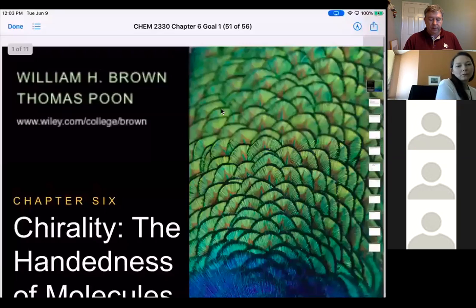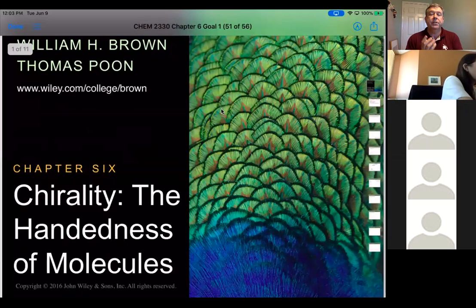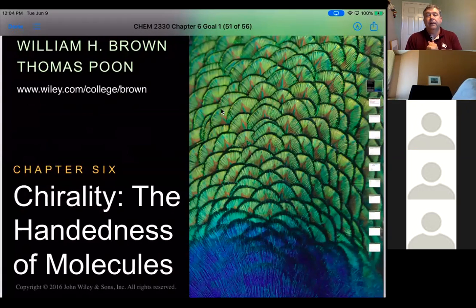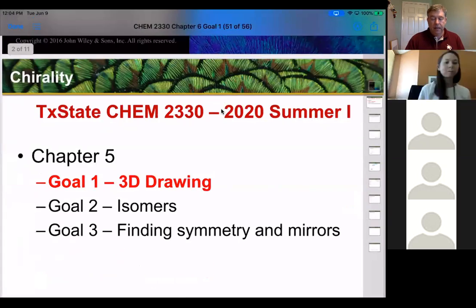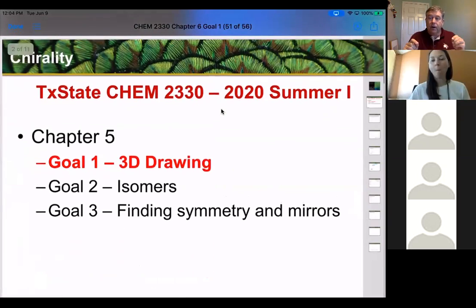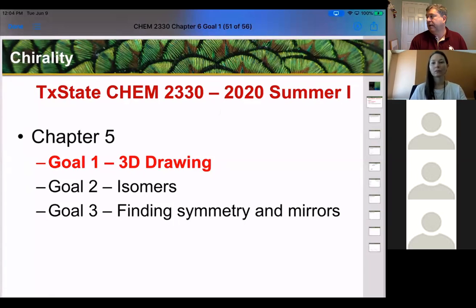Yes, there we are. All right, so we're going to do Chapter 6, chirality, and the major goals here are: number one, how to do our 3D drawing. How to take a stick drawing and turn it into something 3D that we can play with in our heads. The different isomers possible associated with that, because we have stereoisomers, and then we have R and S, but then we also have diastereomers and enantiomers to assign as well.